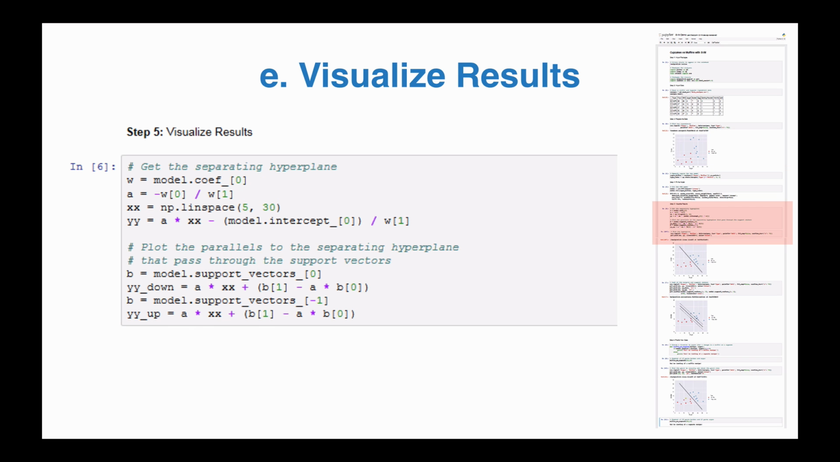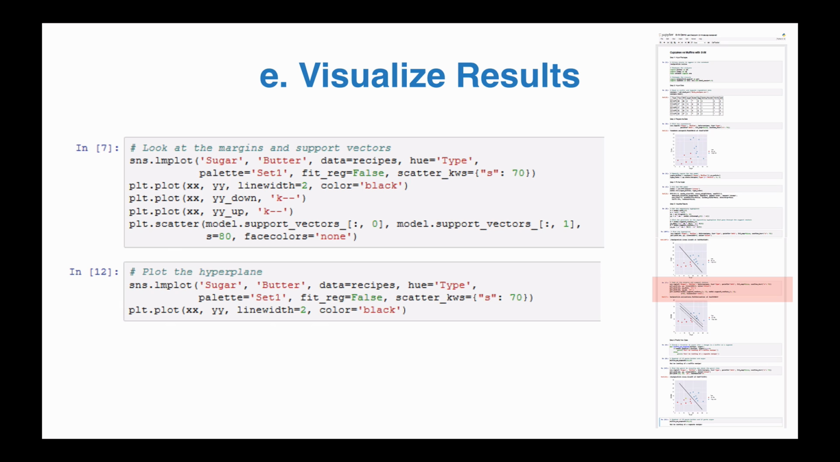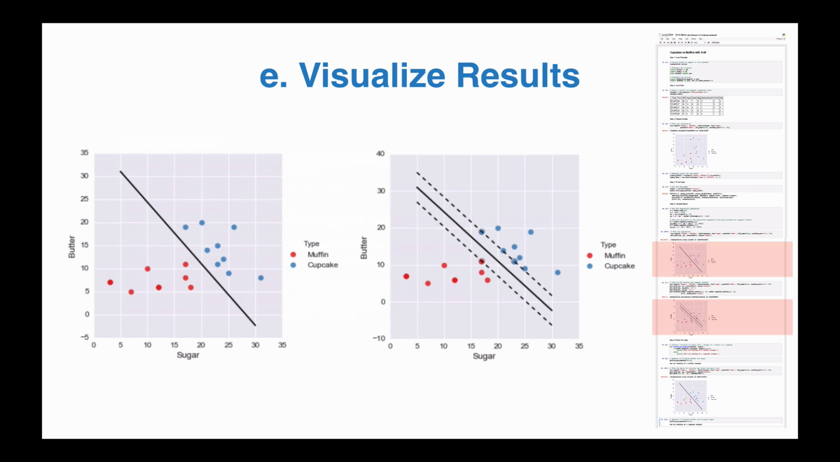Okay, so the visualization steps are actually quite lengthy, so I'm going to go through them quickly, but you can review the code in detail on GitHub. So here I've created a hyperplane along with the dotted lines for the margins, and I'm plotting all of that onto a plot that you see here. On the left you can see that this is our SVM model, and on the right you can see that we've maximized the margin.